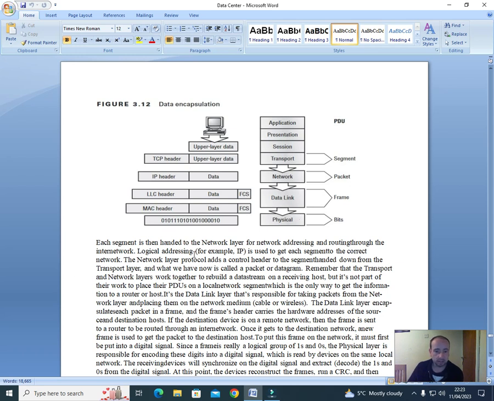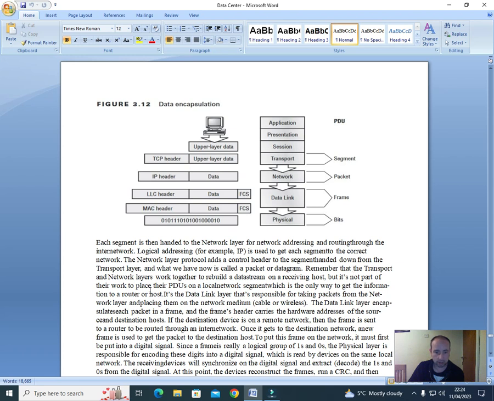Each segment is then handed to the network layer for network addressing and routing it through the internetwork. Logical addressing, for example IP, is used to get each segment to the correct network. The network layer protocol adds a control header to the segment handed down from the transport layer, and what we have now is called a packet or datagram.